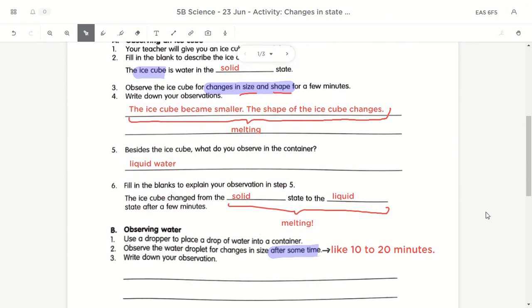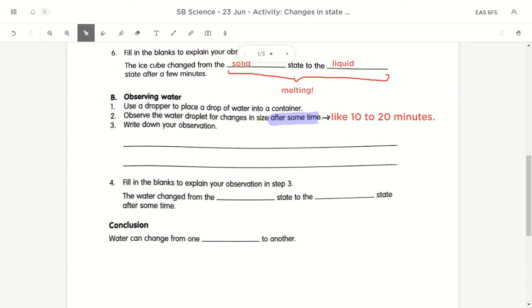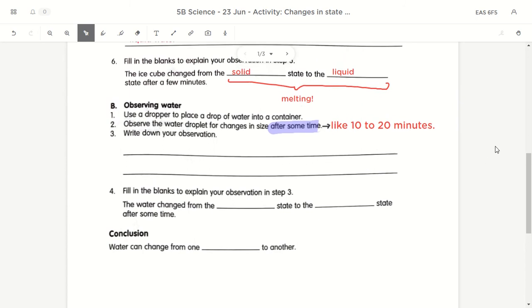Some of you never read the instructions properly for part B. Part B is not a continuation from part A. Part B is a totally different experiment. You're using maybe your fingers to place a drop of water into a container or a plate. That's my instruction to you on SLS. You're using just one drop of water and you put it on a plate, and then you observe if anything happens to it after some time, like 10 to 20 minutes, and write down your observation.